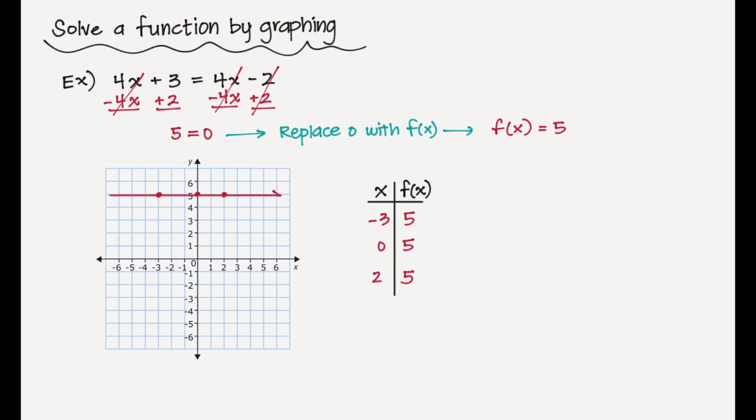So this is not even crossing the x-axis, which means that there is no solution for this function, which is probably what you were thinking when you saw that 5 was equal to 0, because that is not true.